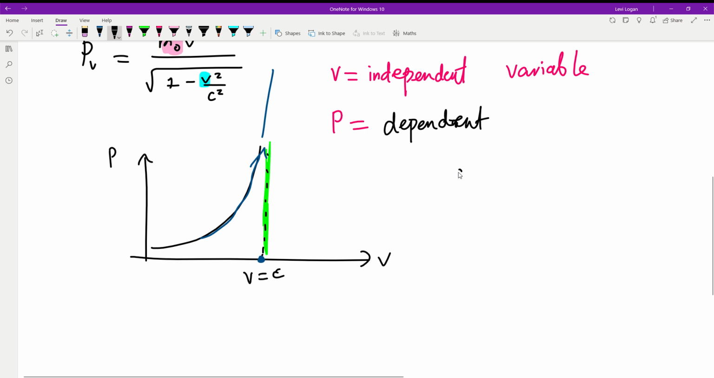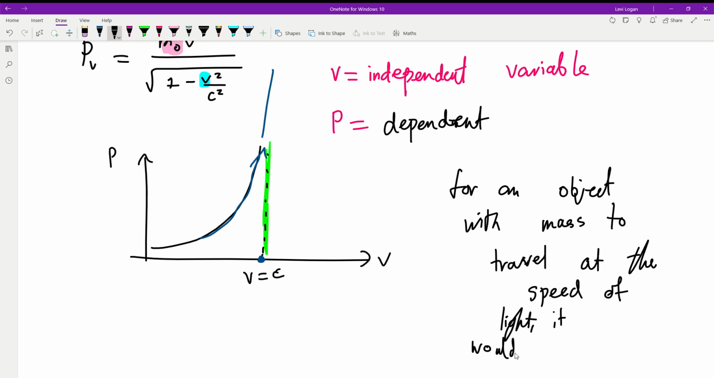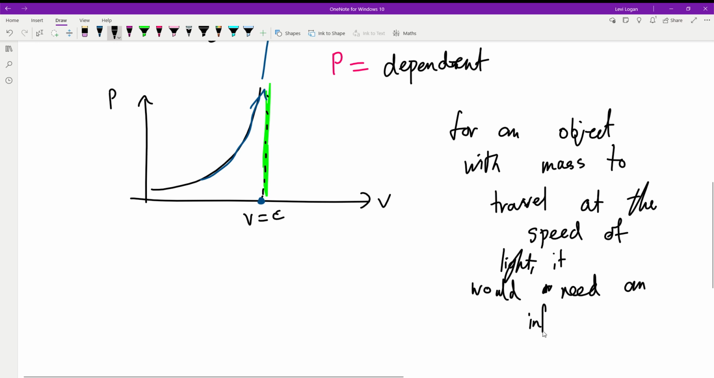So for an object with mass to travel at the speed of light, it would require an infinite amount of momentum.